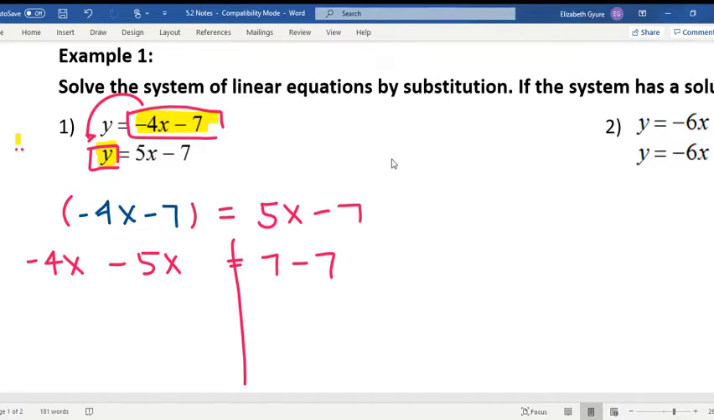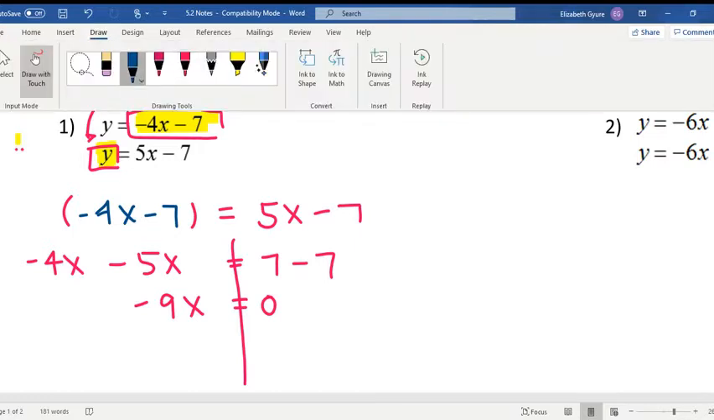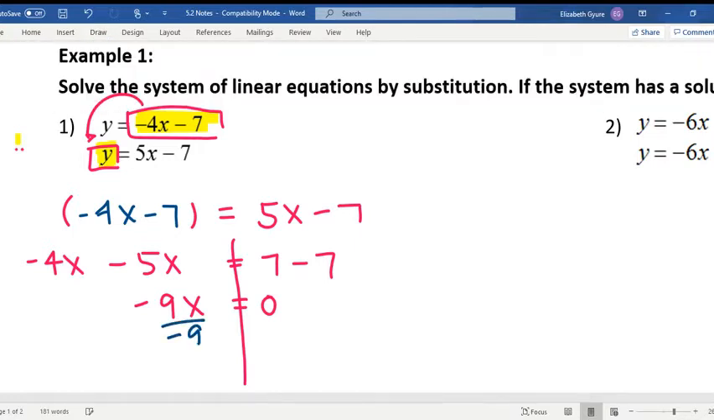Okay. So now let's simplify. What is negative 4x minus 5x? Negative 9x. Good. Negative 9x equals, and what's 7 minus 7? 0. What would my next step be? Divide both sides by negative 9. And what is 0 divided by anything? Just 0. X equals 0. And that's okay. 0 is a number. 0 is allowed to happen.